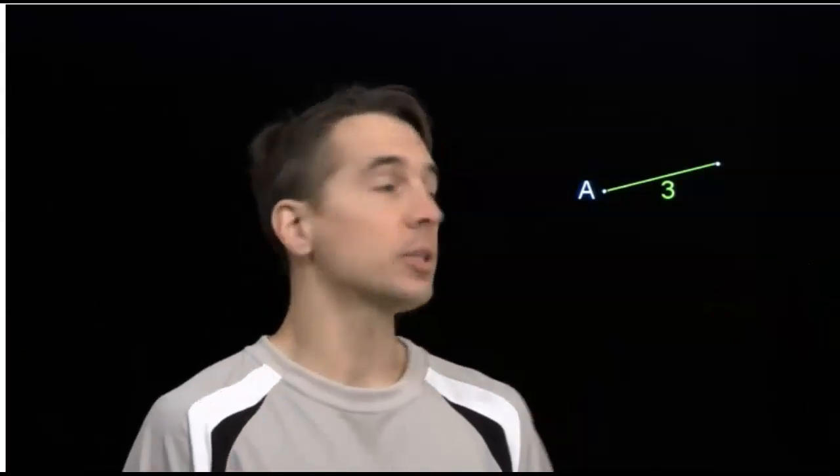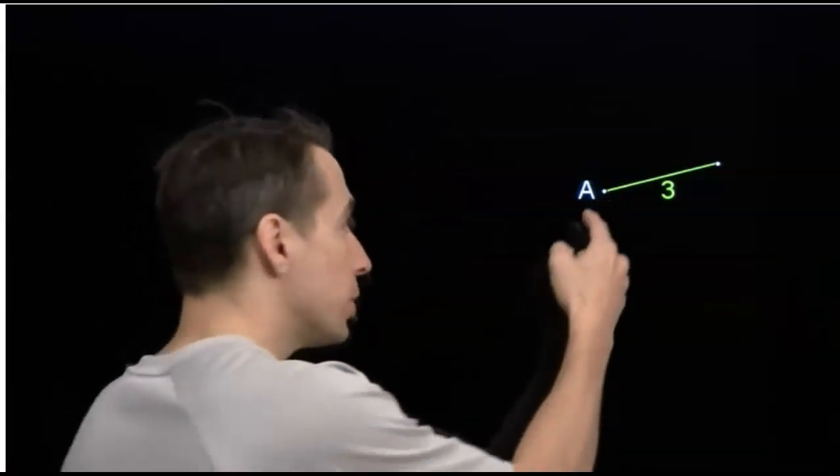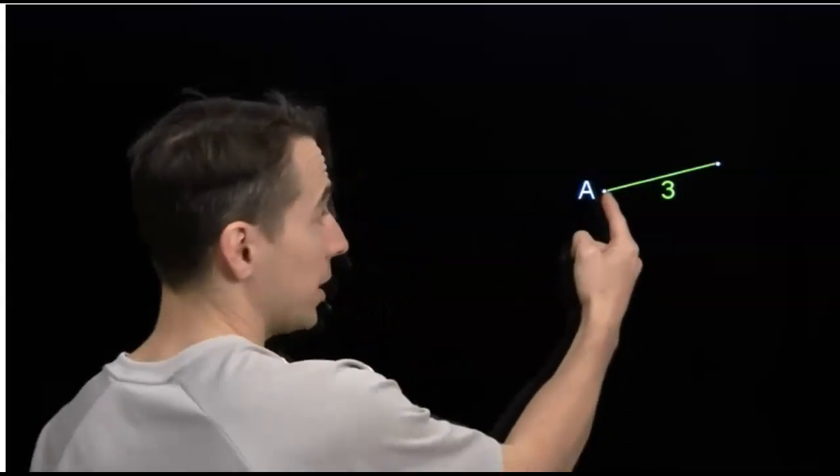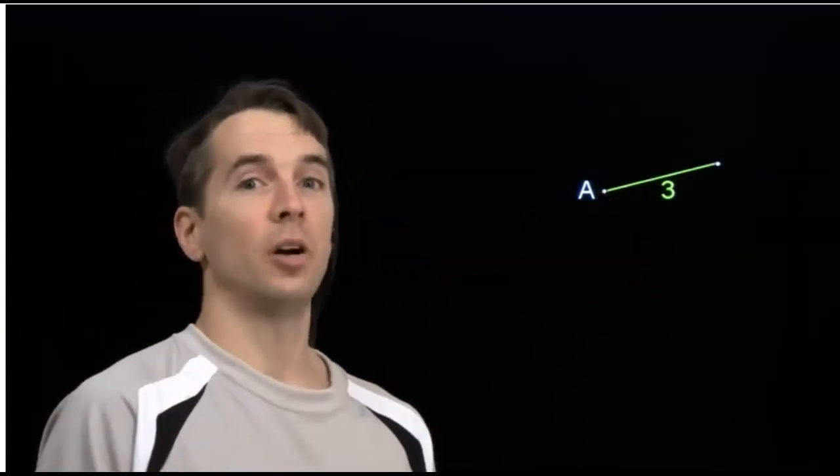Now, we describe where a circle is by saying where the center of the circle is. The point that's right in the middle of my circle is point A. That's the center of my circle.